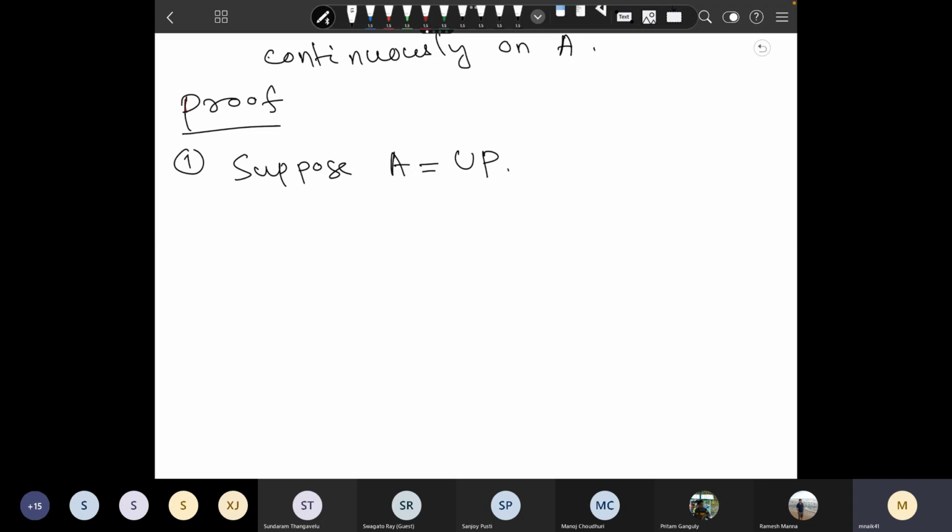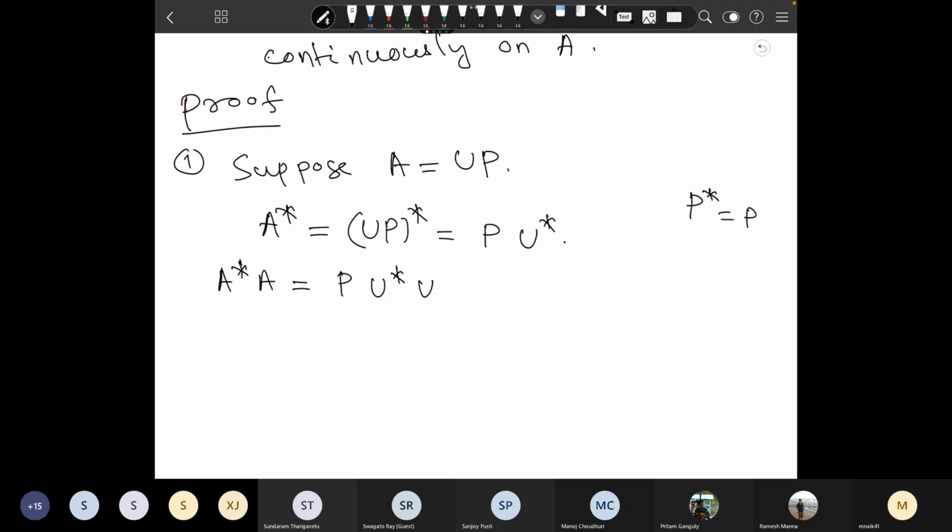So A is equal to UP. I write A star is equal to UP star. Since P star is equal to P, I write P U star. So for A star A, we get P U star U P. This is A star, this is A, so this is called P square. So I am getting P square is equal to A star A.